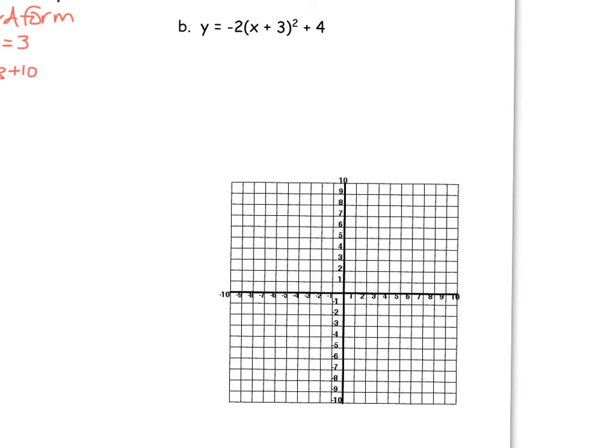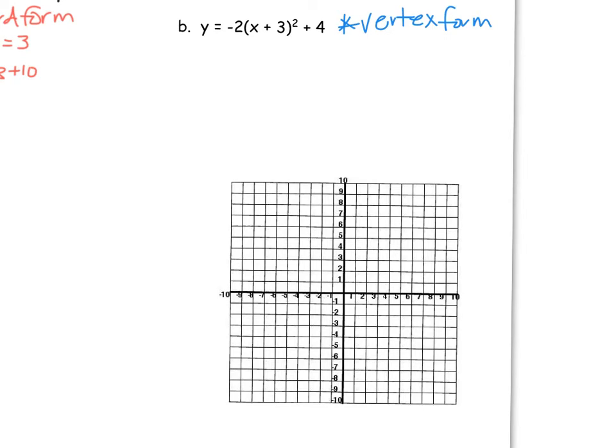Our next equation, y equals -2 times (x plus 3) squared plus 4. Looking at our three forms up above, this models vertex form. So that's the first thing we'll identify. It's just the form that our quadratic is in. And then we'll just follow that column for key features.